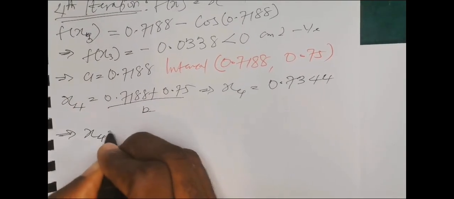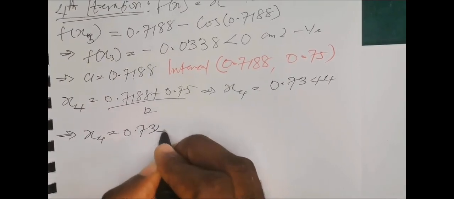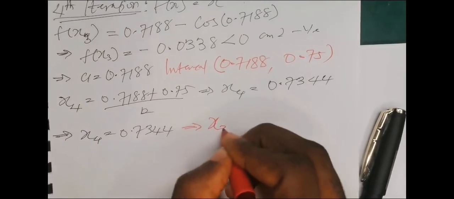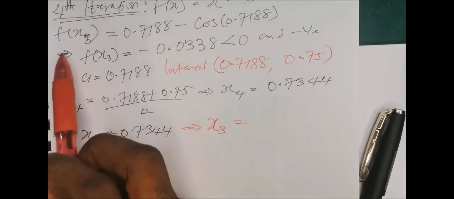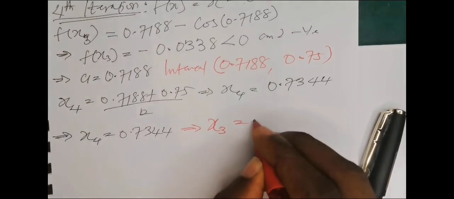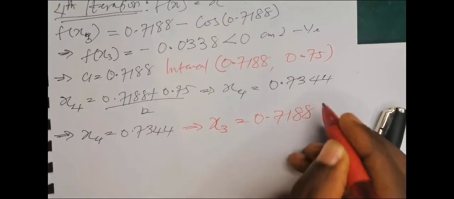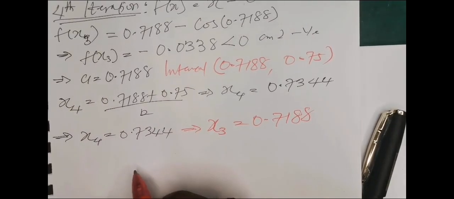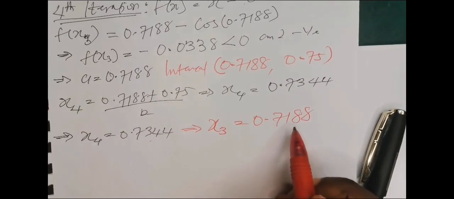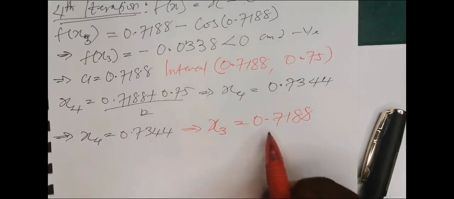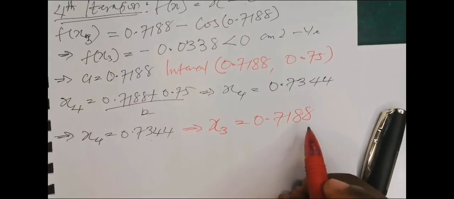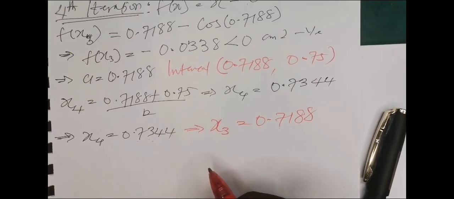Now let's run our comparison. We had s4 to be 0.7344. Now let's look at the previous root, s3, which we previously obtained to be 0.7188. So you compare this root. Correct to 2 decimal places is 0.73, and this is 0.71, which means only 1 decimal place has converged. 0.7, 0.7. This is 3 and this is 1 yet to converge. So we continue with our iteration.